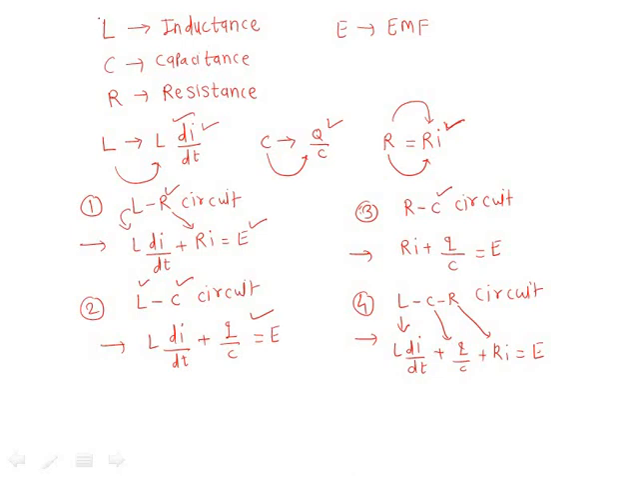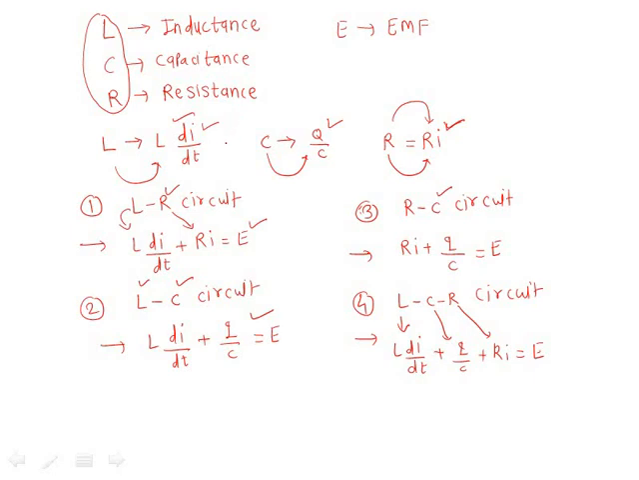Out of these three, which parameters are given? Which are the things that are given, or which are the things that are asked? For example, as we have taken here, if LR is given, then for L we will use L di by dt. For R, we will use Ri, and right hand side we will fix it, that is E.